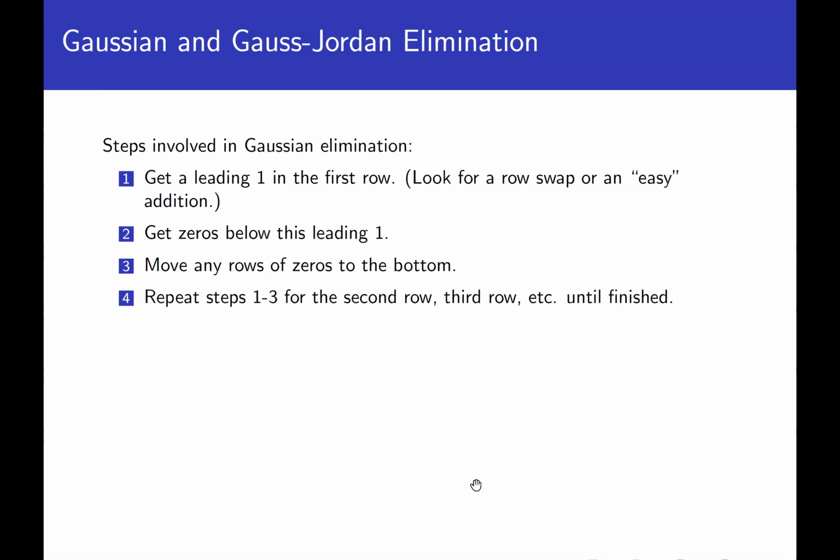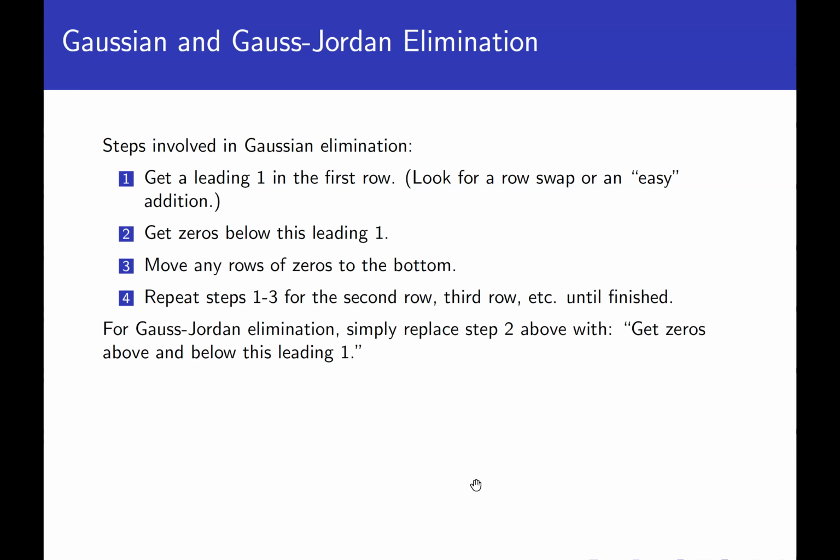That's Gaussian elimination. If you want Gauss Jordan elimination, instead of just worrying about getting zeros below the leading one, you'll get zeros above and below the leading one. That's Gauss Jordan elimination.